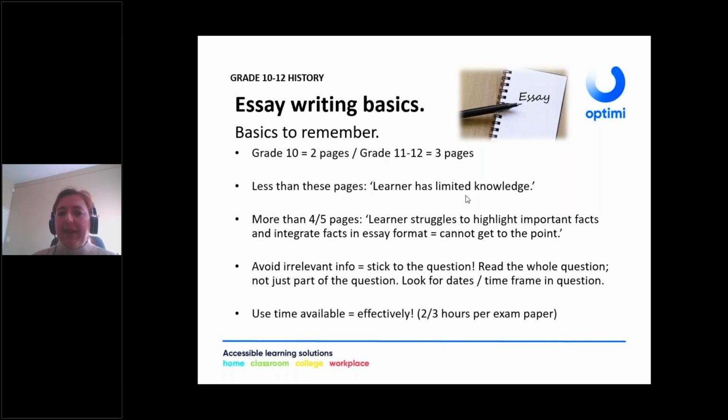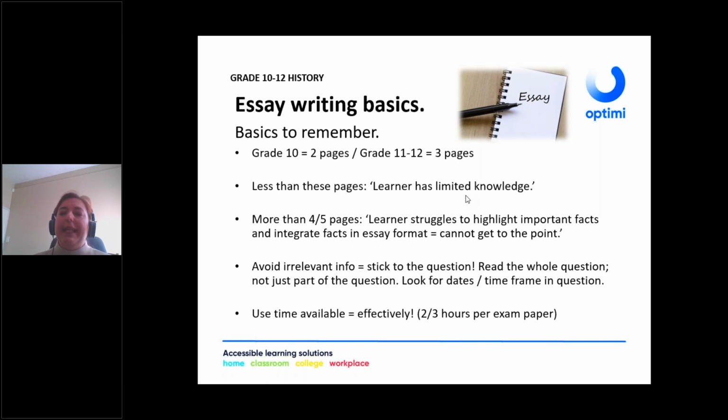Now for grade 10, the amount of pages that learners must write for an essay is 2 pages, and then grade 11 and 12, it is about 3 pages that you need to write. Okay, so now I'm going to give you some secrets to essay writing.